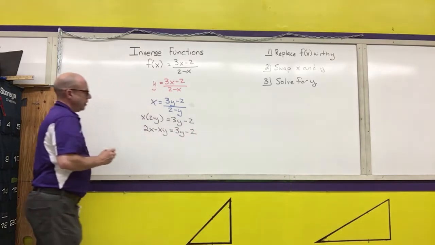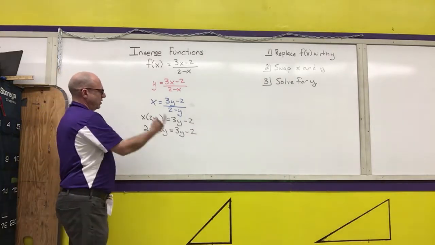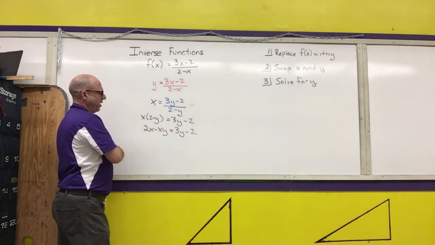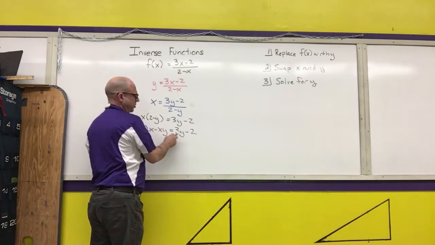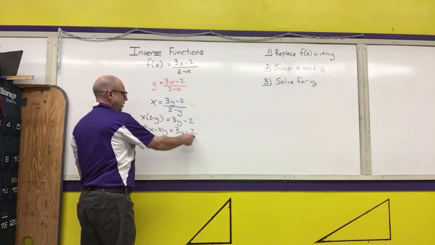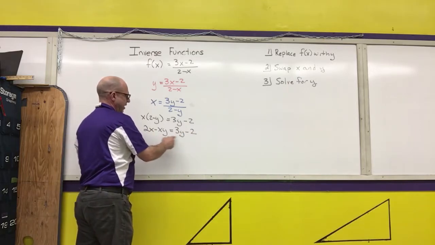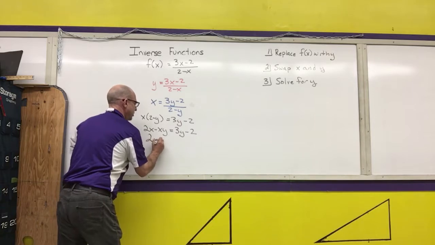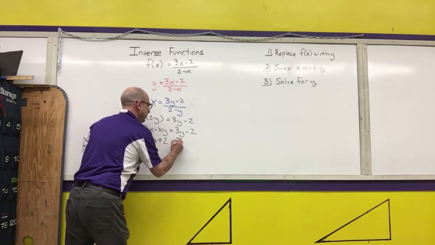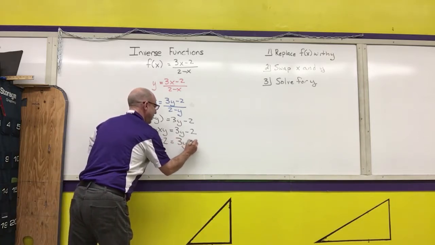I'm going to now move everything with a y to one side of the equation and everything without a y to the other side of the equation. I'm going to move the negative xy over here so that I have positive coefficients. So I'm going to add 2 and add xy to both sides. So that gives me 2x plus 2 equals 3y plus xy.